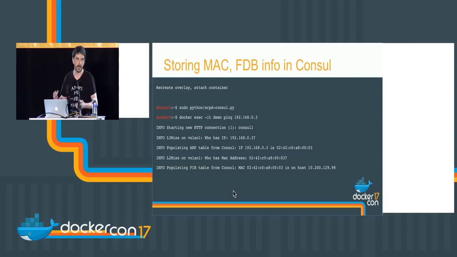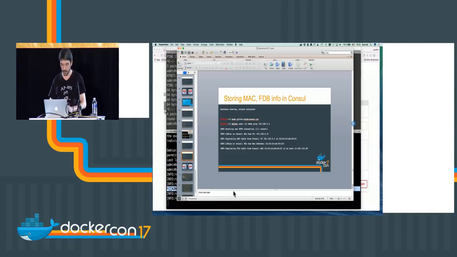Okay, so now I showed you how we can get this message, but it's still very manual. I had to enter the MAC information and forwarding database information inside the machine. So what I'm going to do now is make it dynamic. I'm going to write a script that listens to this event and gets information from Consul to populate the databases. So let's just run this script.